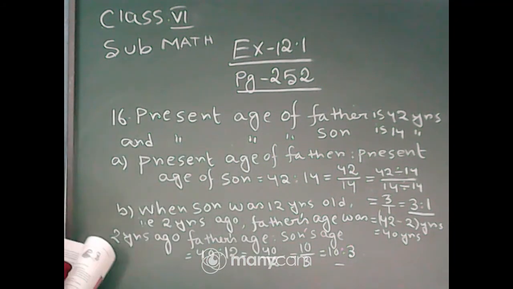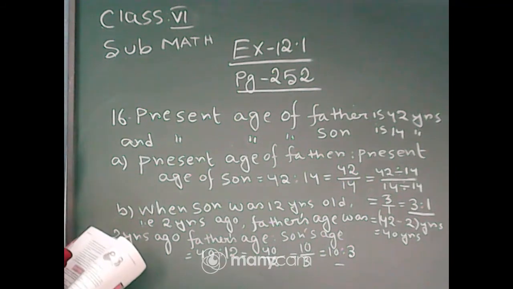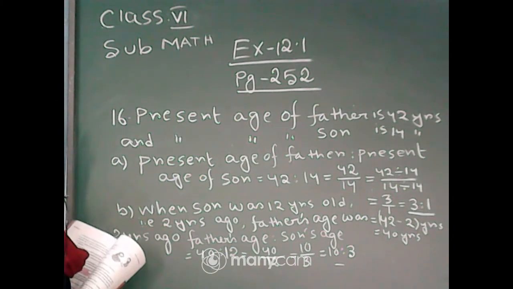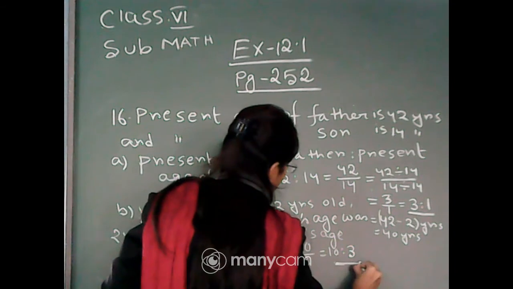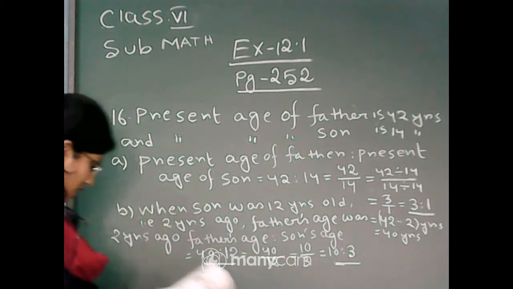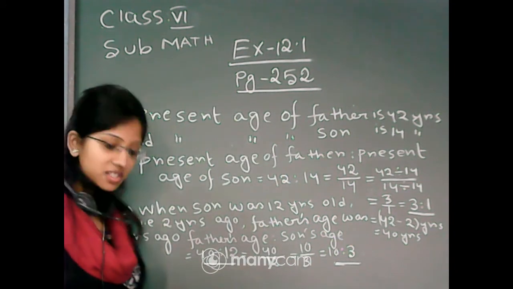Again I repeat, present age of father is 42 and present age of son is 14. So when son was 12 years old, that is 2 years ago, father's age was 42 minus 2, that is 40 years, and then father's age is to son's age is equal to 40 is to 12, that is 10 is to 3. Okay. Next 16C.